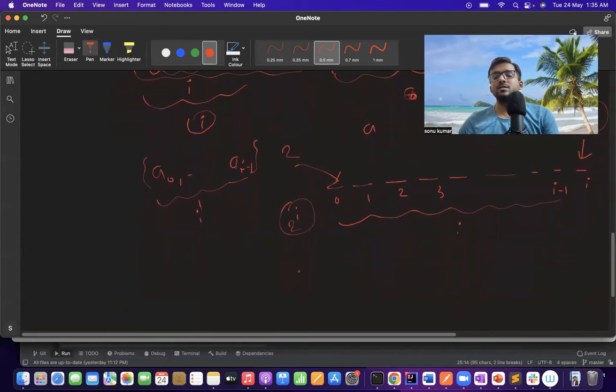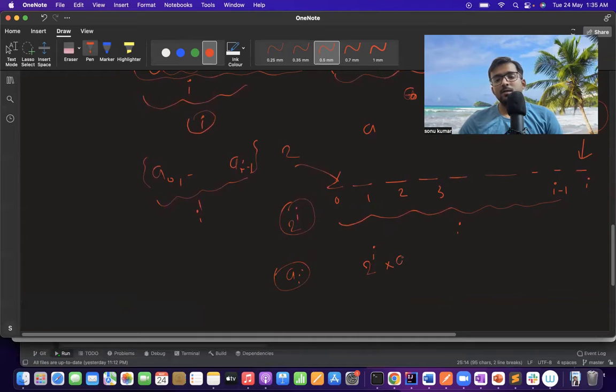So what will be the contribution for all the subsequences for which a_i is the largest one? Again, I am repeating, please keep in mind a_i is the largest one. So the total contribution of these subsequences, in which a_i is the largest one, will be 2 raised to the power i times a_i. So this is the contribution of the a_i element in which a_i is the largest one, right? I think you are getting what I'm trying to explain.